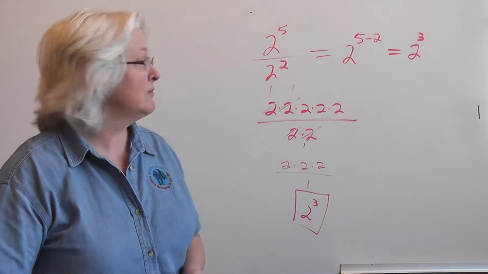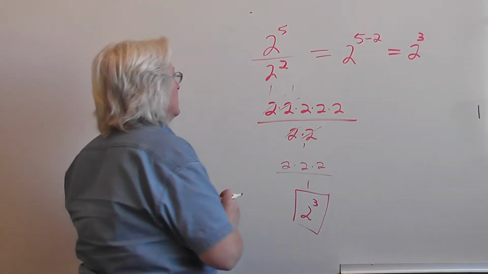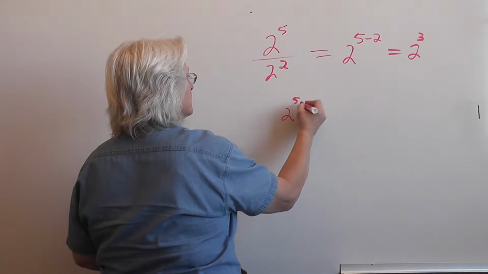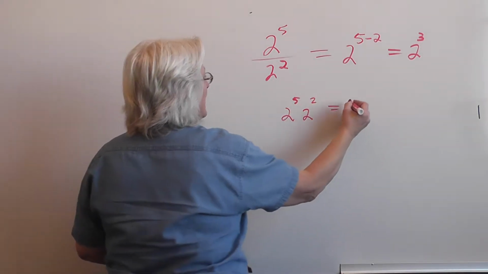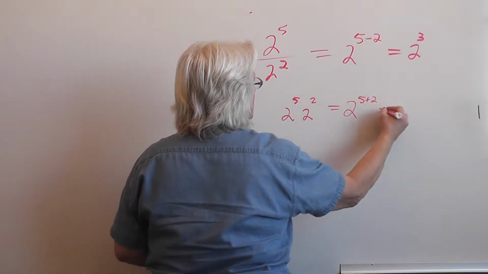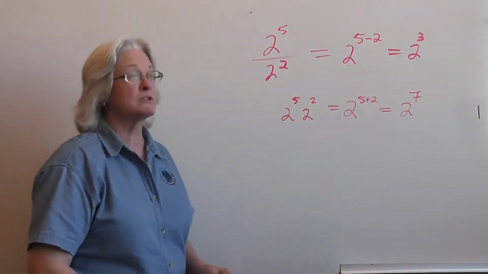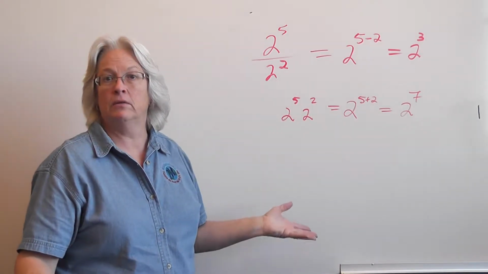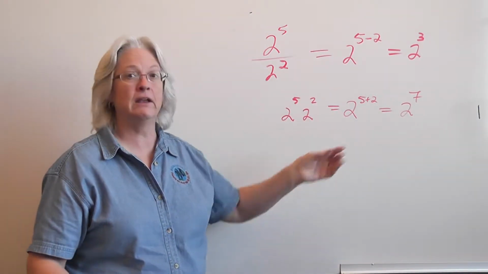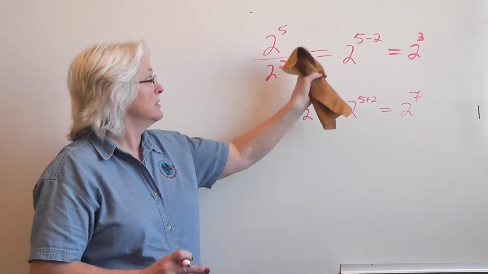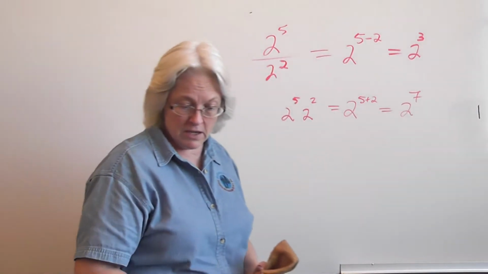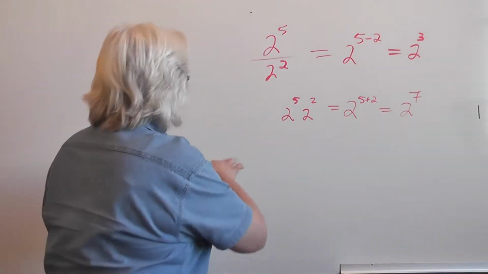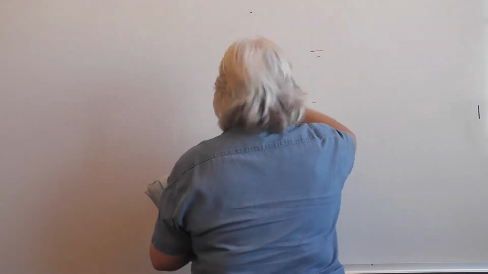2 cubed. So what we have going on here, similarly to our multiplication, if we multiply powers with the same base, we added the exponents. If we divide powers that have the same base, we're going to subtract the exponents. And that's how you deal with dividing exponents that have the same bases. So if you went ahead and looked at a couple of examples that are in your text on page 234, it becomes very, very easy for you to do this.